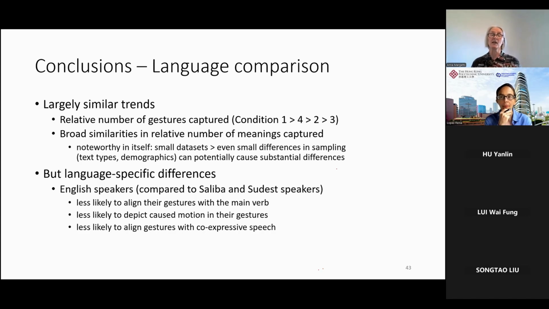We find the English speakers compared to the Oceanic language speakers. English speakers are less likely to align their gestures with the main verb. They're less likely to depict caused motion in their gestures. And they're less likely to align the gestures with co-expressive speech compared to the Oceanic speakers.